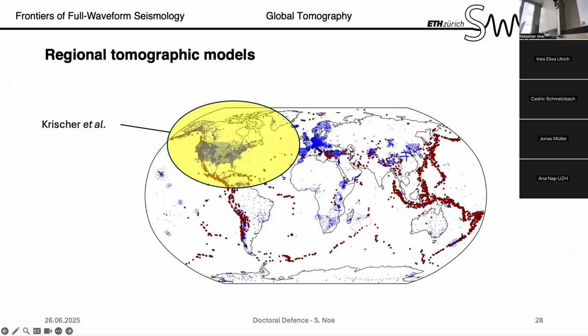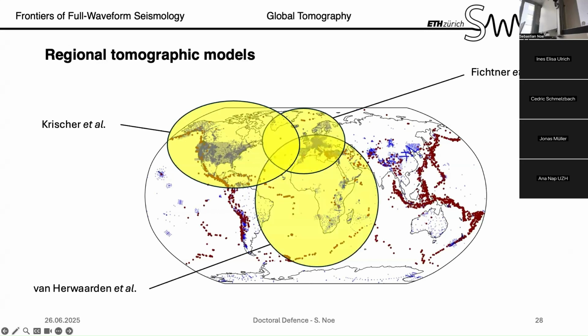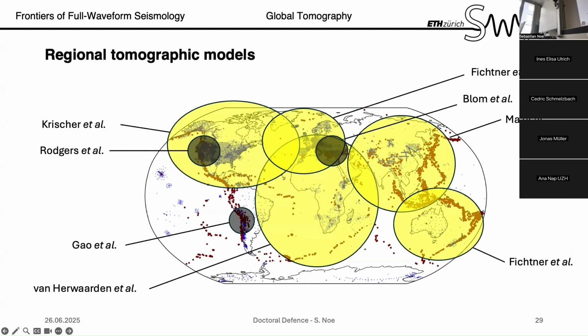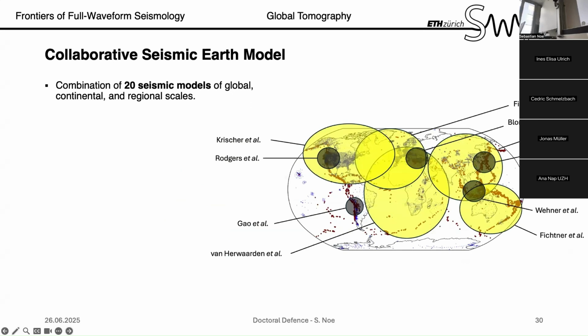So this would be the concept of regional tomographic models, that you're slicing up your data and just try to look at where you have enough sources and stations that you can actually say something about the subsurface. You can do this for several continents, or even on a smaller scale, also like here in the Western US or in the Andes. Yeah, and I'm not just throwing out random publications here. Actually, all of these publications have been combined within my project, within one global setup, which is the collaborative seismic Earth model, that combines around 20 of these models into one coherent model.